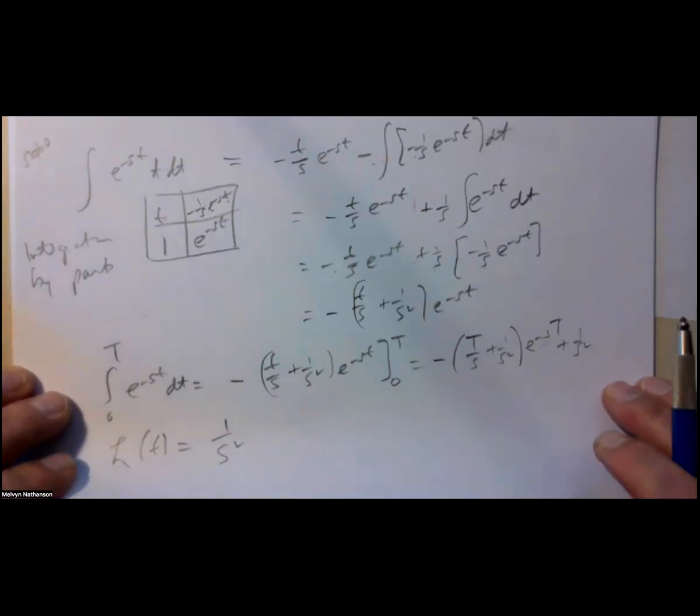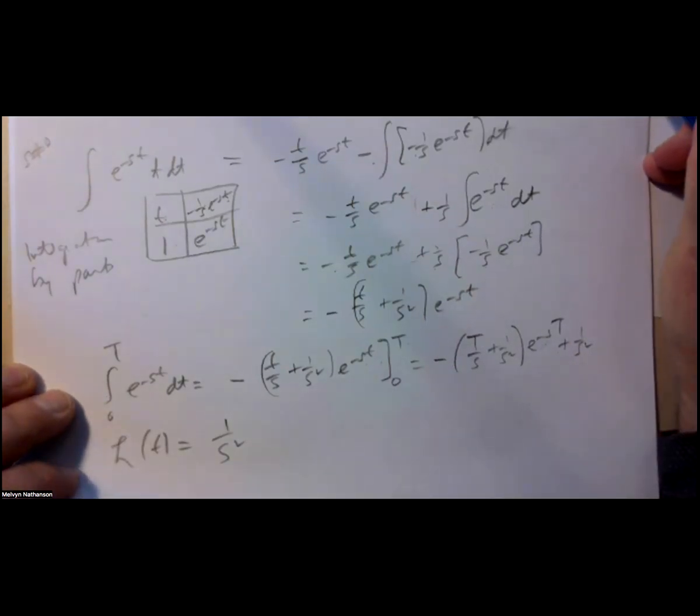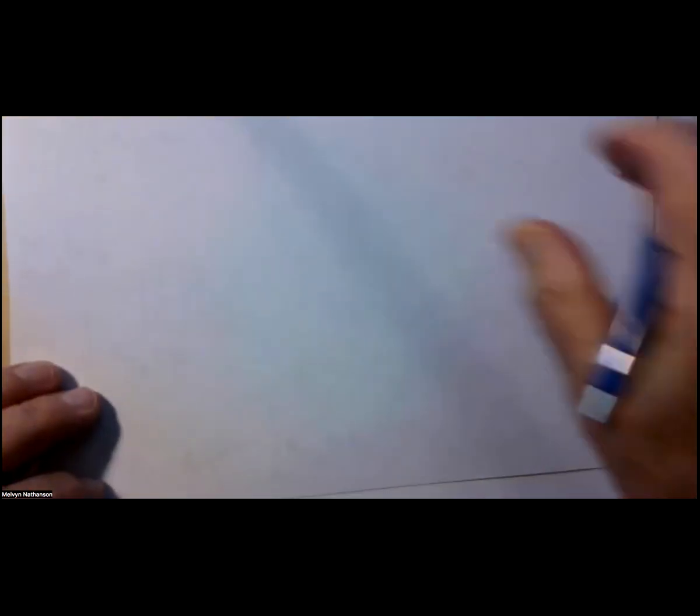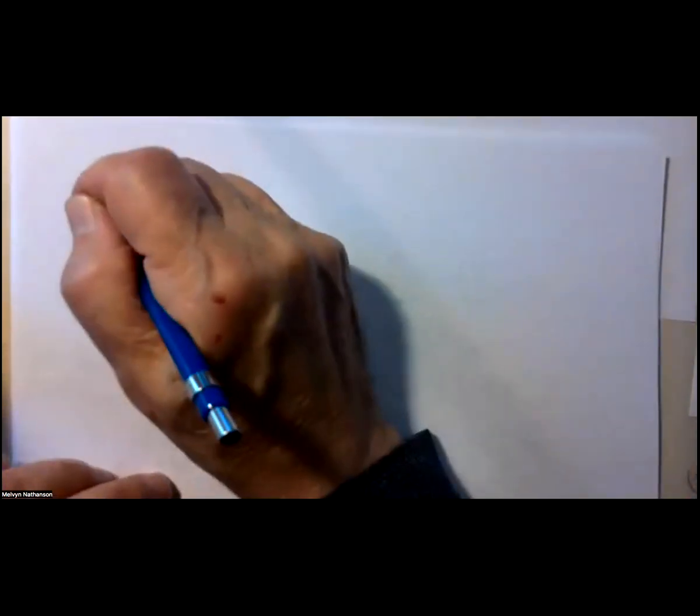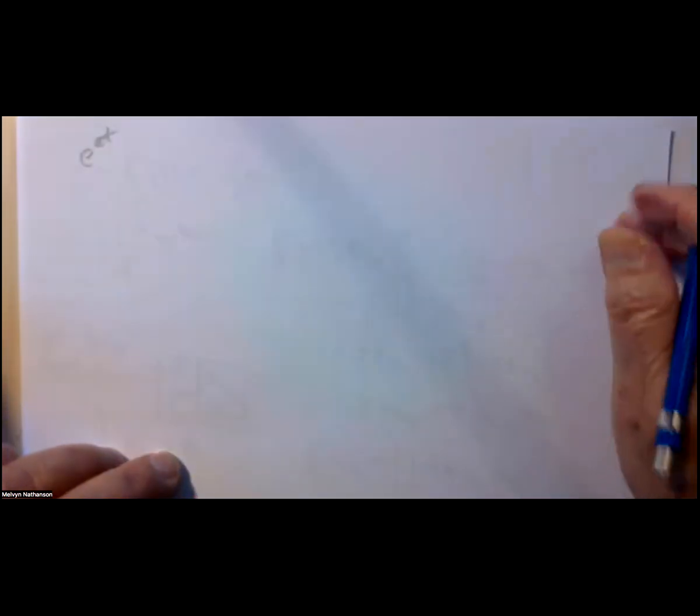Let's do one more example. Let's take a trig function. Actually, let's do two more examples. One would be easier than another. Suppose I take an exponential function, e to the at.